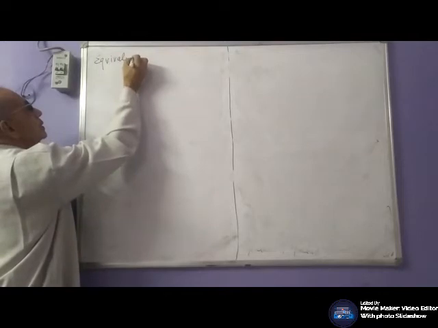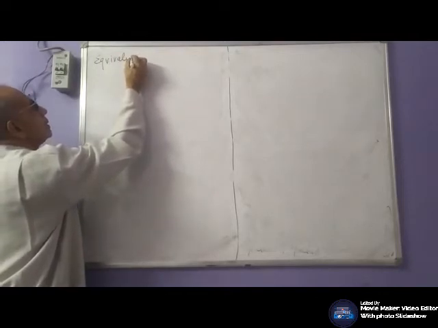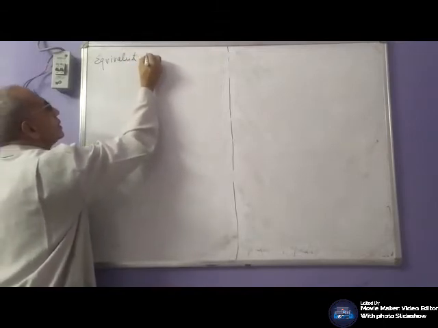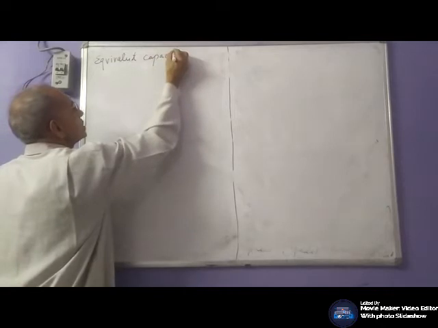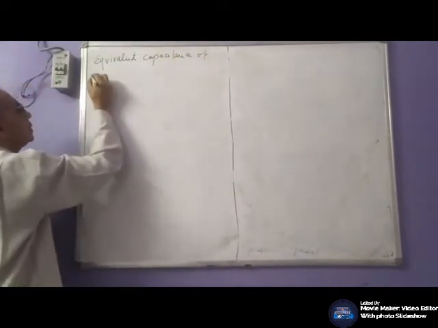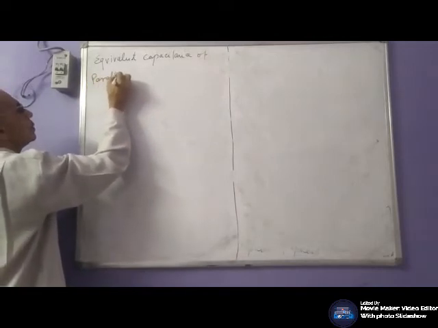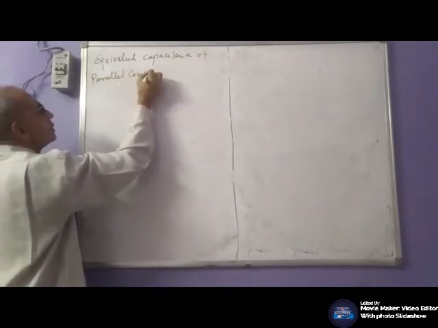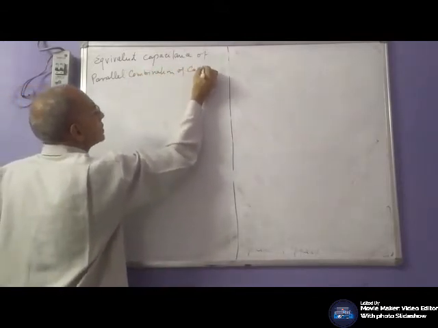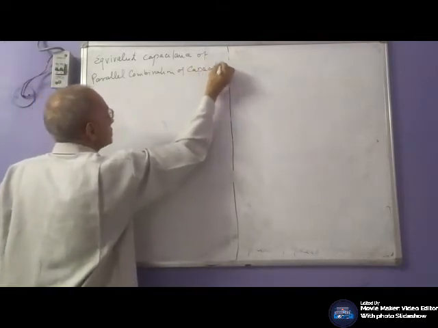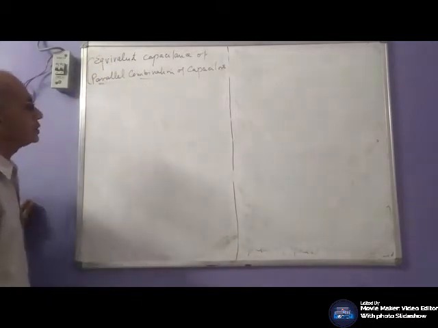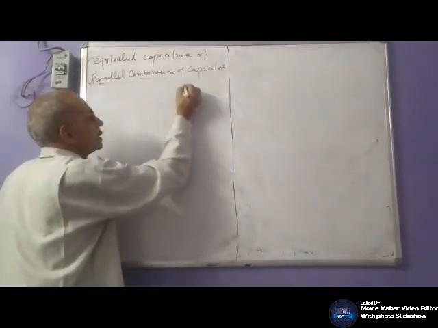Equivalent capacitance of parallel combination of capacitors, or find total capacitance when capacitors are connected in parallel.